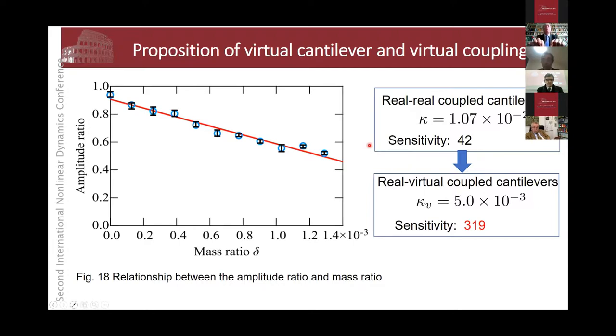Figure 18 shows the experimentally obtained relationship between amplitude ratio and mass ratio. In the case without the virtual cantilever, the coupling stiffness cannot be said to be so small. It was 10 to the minus 2. Then the sensitivity is 42, as mentioned before. On the other hand, in the case with the virtual cantilever, we can set the coupling stiffness to be 10 to the minus 3, and the sensitivity becomes much higher, 300. To apply the method using the virtual cantilever and the virtual coupling to micro cantilevers, a high speed computer such as an FPGA is essential.